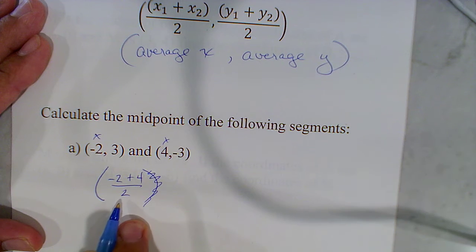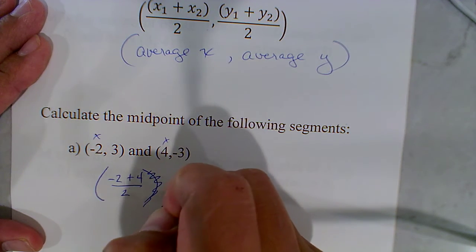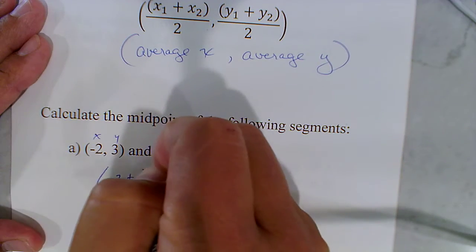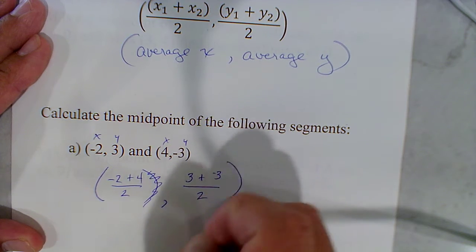Always dividing it by 2. All right, comma, and the 3 and the negative 3 are your two y coordinates, right? So the 3 plus your negative 3 and dividing that by 2.